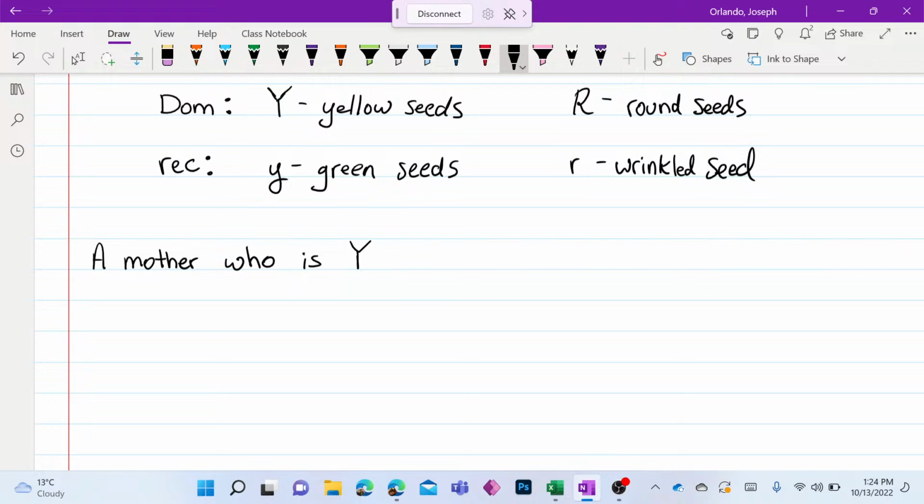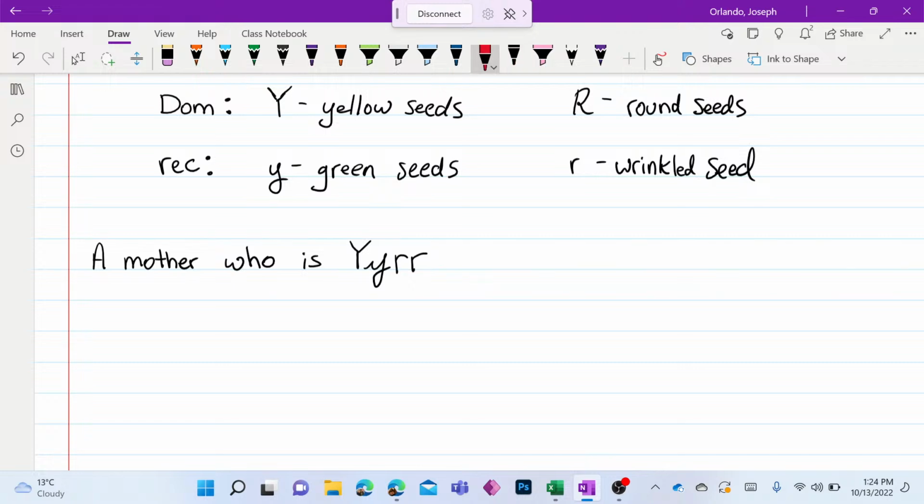What's that look like? 1 dominant, big Y, 1 recessive, little y. I'm going to make that even more obviously little. And then let's talk seeds. Do we want mom to have round seeds or wrinkled seeds? Wrinkled, which means what would the genotype have to be? Okay. And this is how we would write that.